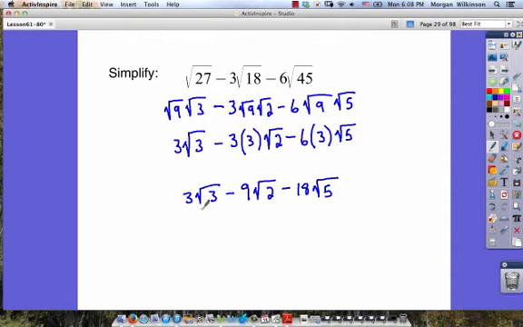Now, we've got the square root of 3 over here, we've got the square root of 2 in the middle, and our right term is the square root of 5. None of those are the same. So, we're all done. We can't do anything else because we can't figure out anything more. We've got our final answer, we can box it, and move on to our next question.